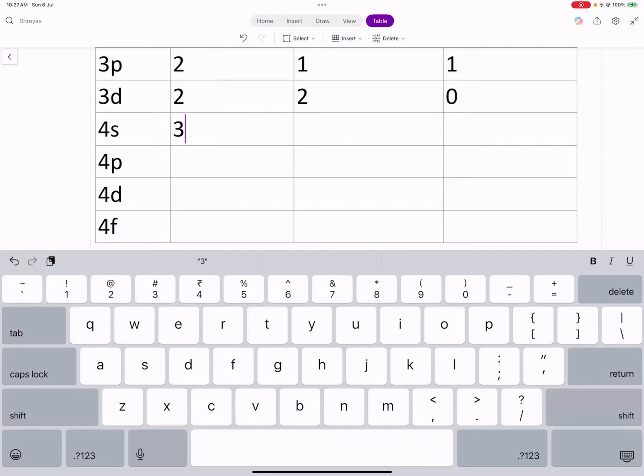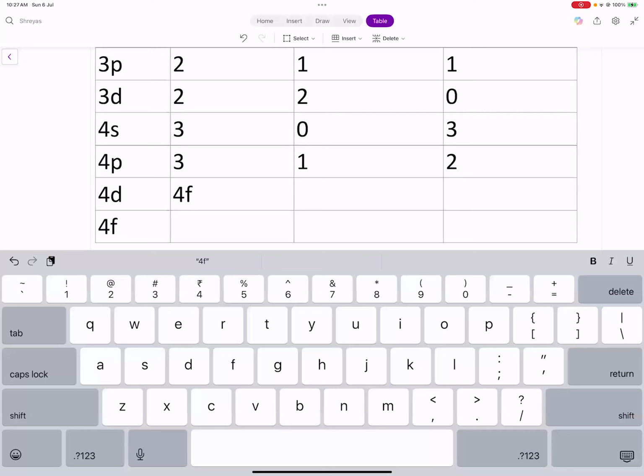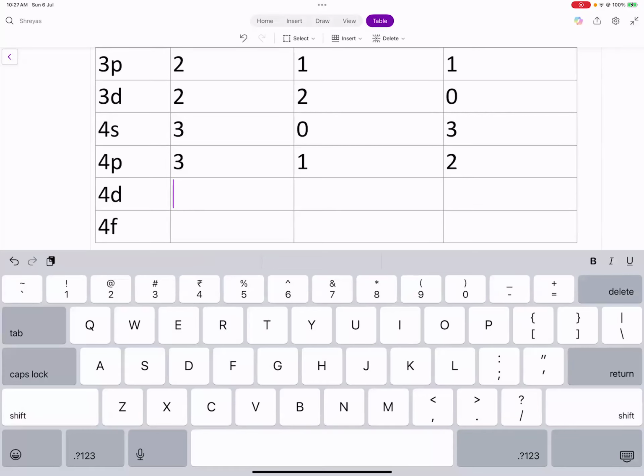So 4s: total 3 nodes, angular node 0, all of them will be radial nodes, right? 4p also 3, but we'll have 1 angular node, so 2 radial nodes. 3, 2, 1. 4f, 1 sec. Oh, okay, my Amazon package has come. But anyways, so again, this is 3, this is 2, this is 1. And 4f, I'll just count.